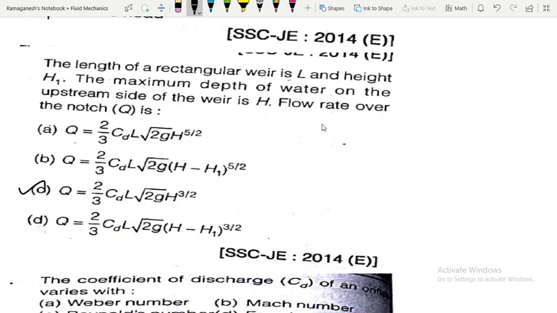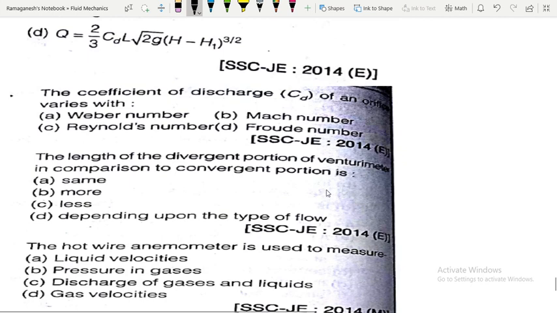So flow rate over the notch, we might not have written this in our key points, so note it down. Since they asked for flow rate over the notch, the formula Q equals 2/3 into CD into L root of 2g H power 3/2. Next, coefficient of discharge of an orifice. It is the same as before. For an orifice meter it is going to vary with the Reynolds number.